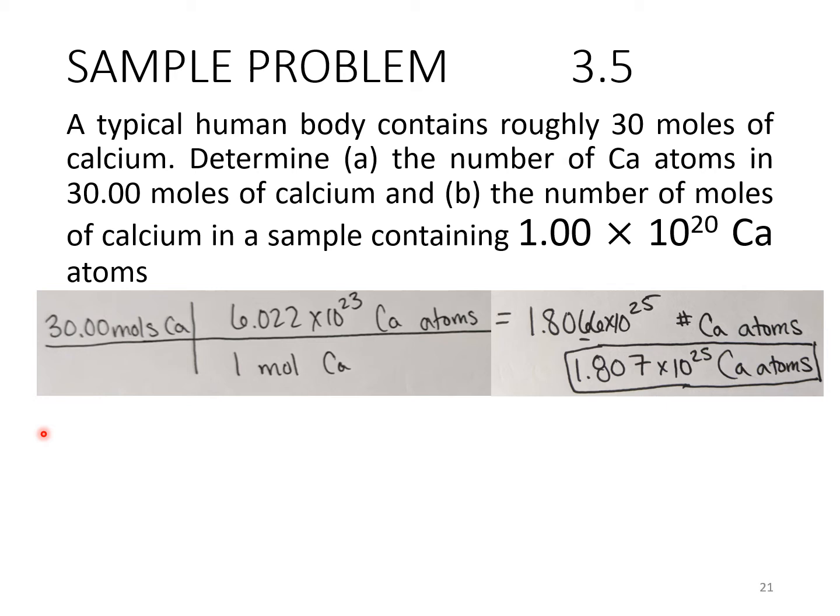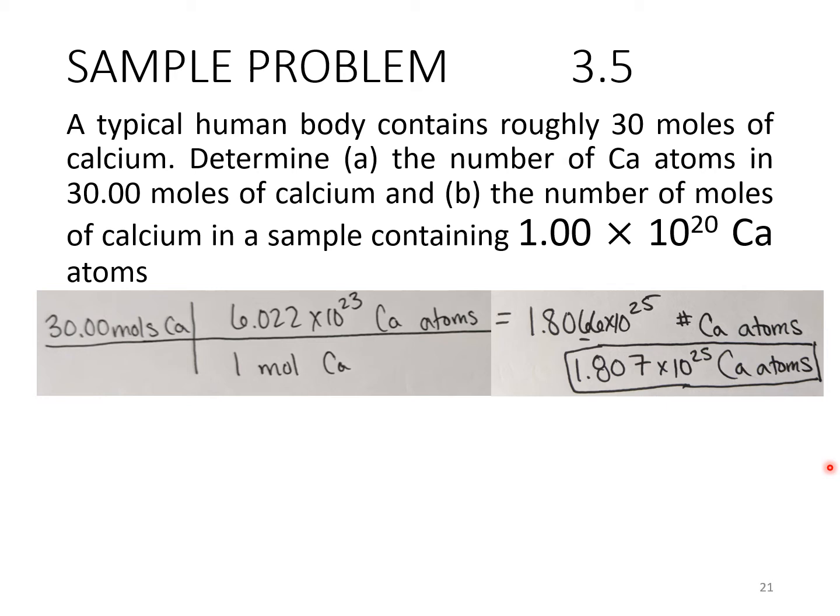Now, typically when we do this, again, I will ask you, is this a reasonable answer? Now, you had more than 1 mole of calcium atoms. A mole is times 10 to the 23rd. So if our final answer is above times 10 to the 23rd, which it is, it must mean we had more than 1 mole to start. We did, in fact, have more than 1 mole. We had 30. So it seems like a pretty reasonable answer.